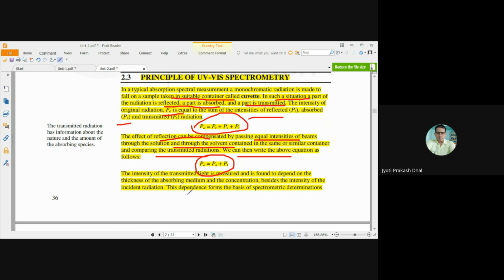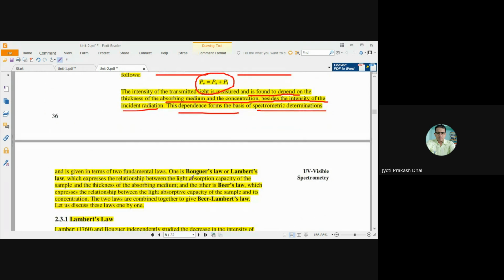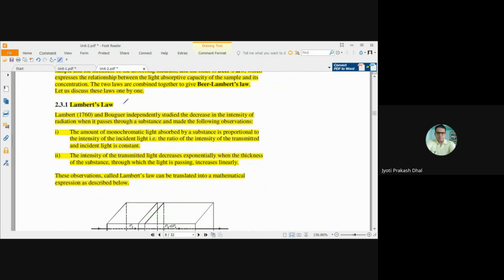The intensity of the transmitted light is measured and found to depend upon the thickness of the absorbing medium and the concentration, besides the intensity of the incident radiation. This dependence forms the basis of spectrometric determination, and it is governed by Lambert's and Beer's law. Now we'll discuss Lambert's law, part one.